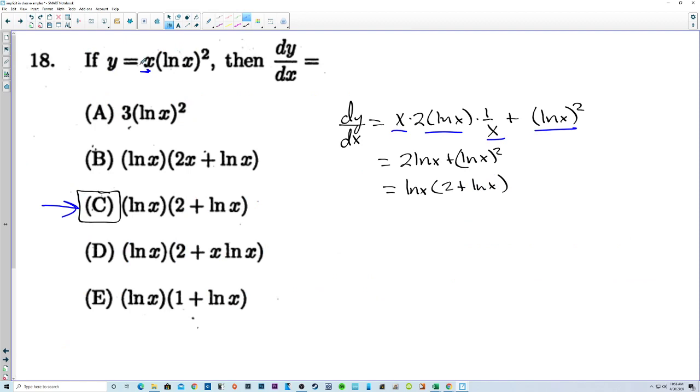If y equals x natural log x squared, then the first derivative is first times derivative of second plus second times derivative of the first, and derivative of first is 1. The x's cancel out here, and then we can factor out a natural log of x, and we get letter C.